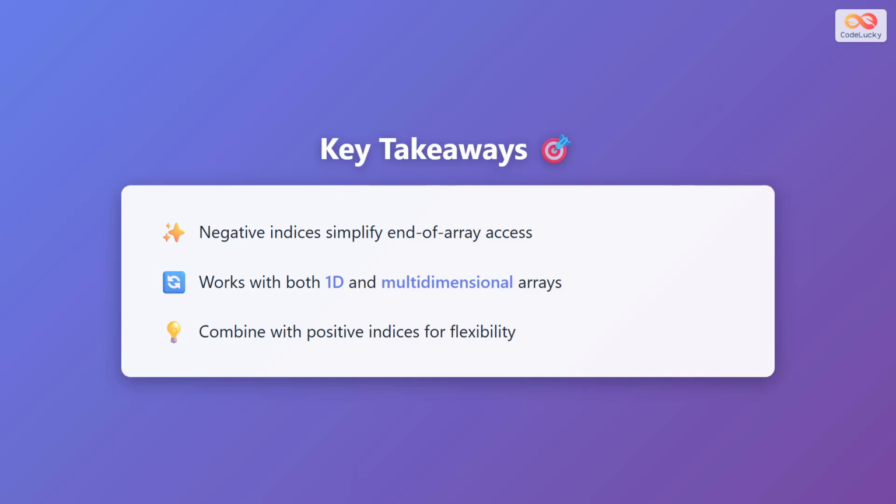Let's recap the key takeaways. Negative indices simplify access to elements at the end of arrays, eliminating the need to calculate array length. This feature works with both one-dimensional and multi-dimensional arrays. You can also combine negative indices with positive indices for maximum flexibility in accessing your data. Start using negative indexing in your NumPy code to make it more readable and efficient.